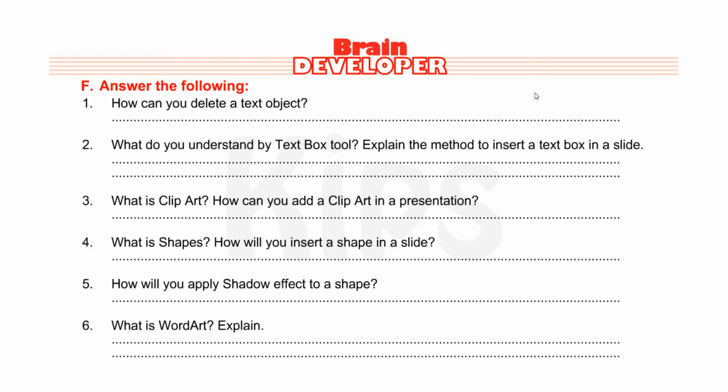Next, what is word art and explain? So this answer is present on page number 82, first paragraph, working with word art. The word art feature helps us to create special text effects. It gives a unique look to the text. Using word art, we can make the text curved, wavy, shadowed or apply 3D effect, etc. So this is the answer of word art. So watch this video, then complete the answer in textbook and notebook both.